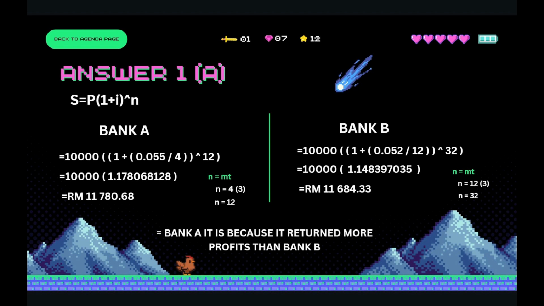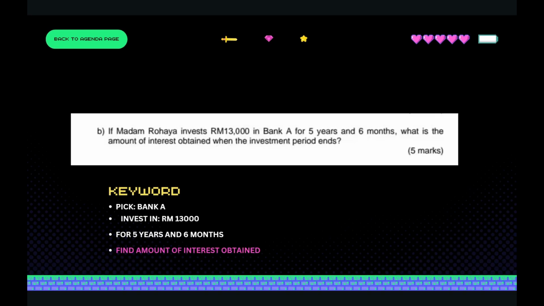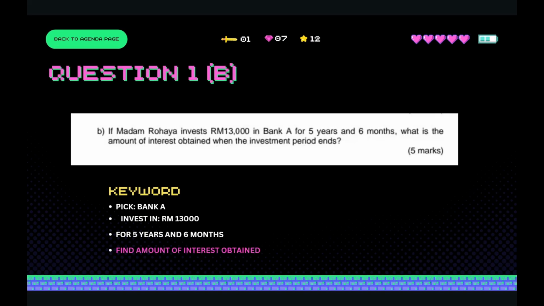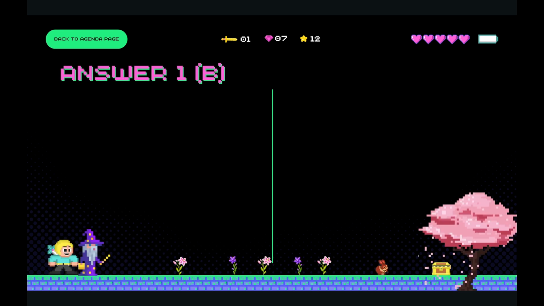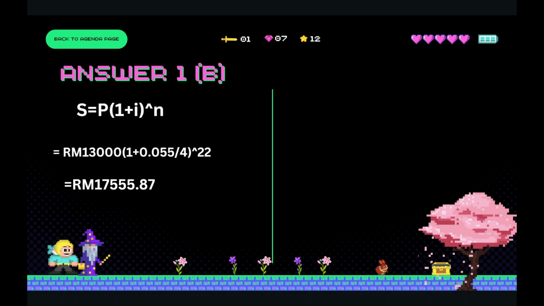So for question B, it says if Madam Rohaya invests 13,000 ringgit in Bank A for 5 years and 6 months, what is the amount of interest obtained when the investment period ends? And we substitute the value, which is the face value is RM13,000 ringgit in bracket 1 plus 0.055 over 4 to the power of 22, which we will get the final value of the investment, which is RM17,555 ringgit and 87 cents.